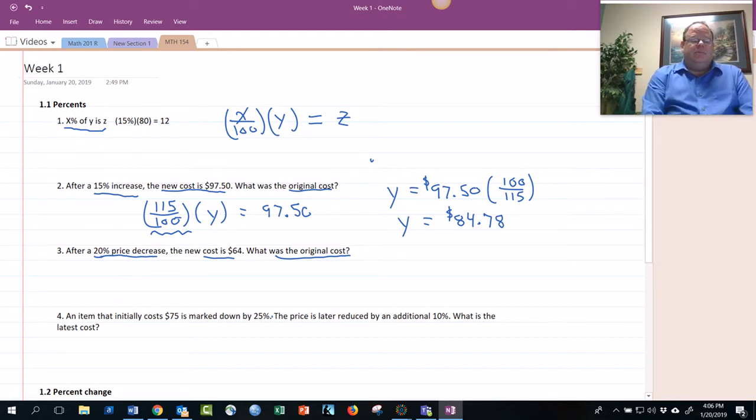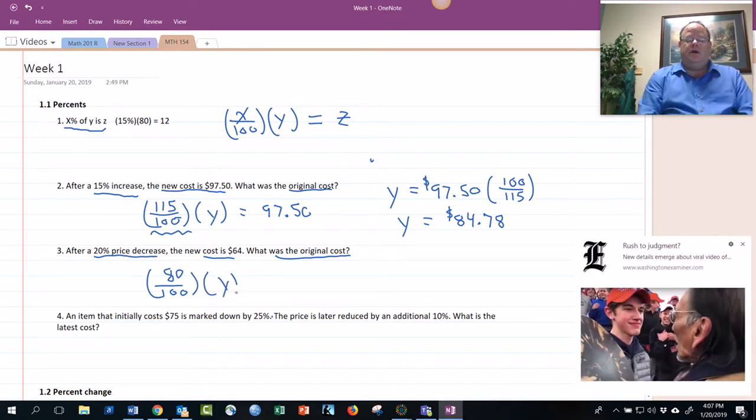All right, now let's talk about a 20% price decrease. If all of something is 100%, and you drop down by 20%, right, a 20% decrease, 100 minus 20 is 80. So when you want to do a 20% decrease, you multiply by 80 over 100, or again, if you wanted to, you could write that as a decimal. There's our original amount, which is unknown.